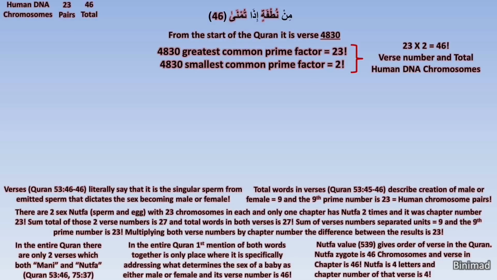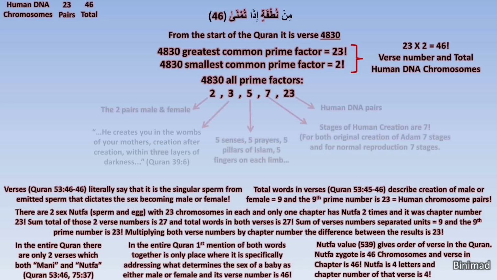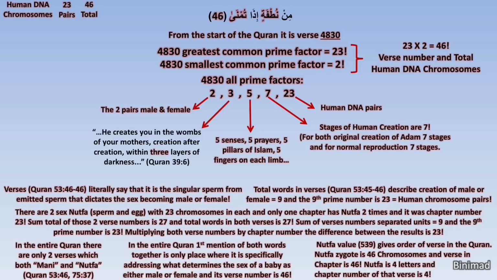Looking even deeper, I was astonished to see that all prime factors of 4830 are 2, 3, 5, 7, and 23. This is shockingly harmonious with what I previously highlighted. But here, we also have the number 2, which is very appropriate because here it is about determining the two sexes, male and female, by unity of pairs from the male and female. But also, as stated, 2 times 23 is 46. This again is beyond perfection, and it ties perfectly with my previous observations.